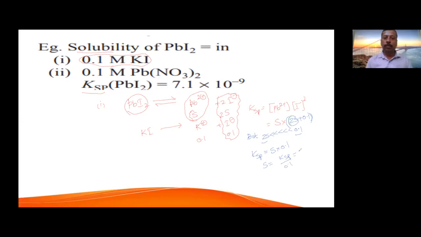So KSP is how much? 7.1 into 10 to the power of minus 9, divided by 0.01, which can be written as 10 to the power of minus 2. So 7.1 into 10 to the power of minus 8 is the answer. Solubility is 7.1 into 10 to the power of minus 8. This is the first part of the question. Note this down.